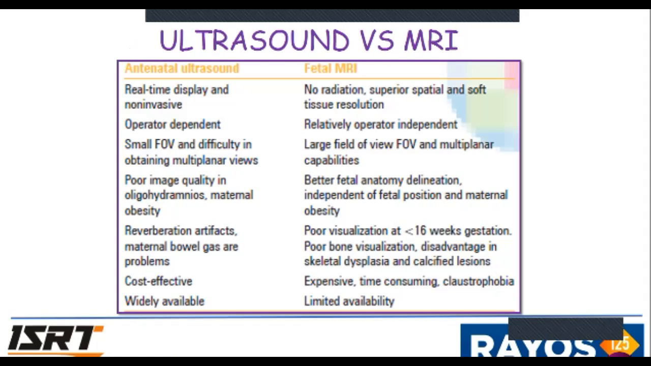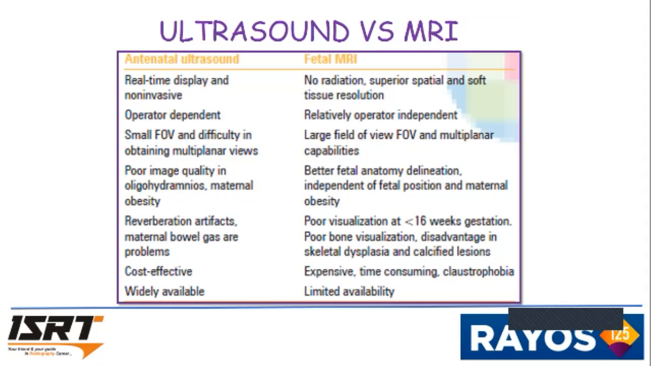Coming to the advantages versus disadvantages: ultrasound is real-time display and non-invasive. But fetal MRI has superior spatial and soft tissue resolution. Ultrasound is operator dependent, whereas MRI is operator independent. In ultrasound there is small FOV and difficulty in obtaining multiplanar views, whereas in MRI a large FOV and multiplanar views are possible. Ultrasound has poor image quality in oligohydramnios and maternal obesity, whereas MRI gives fetal anatomy delineation independent of fetal position and maternal obesity.